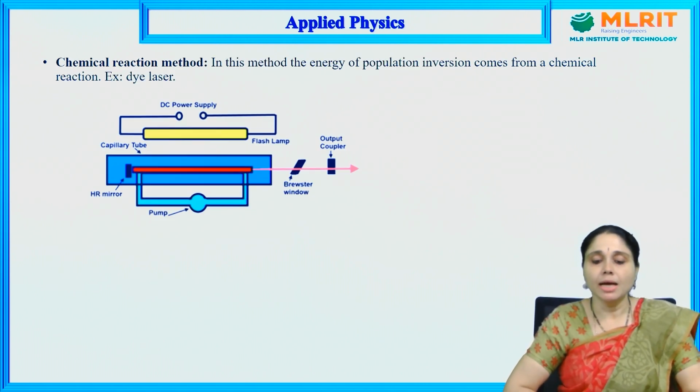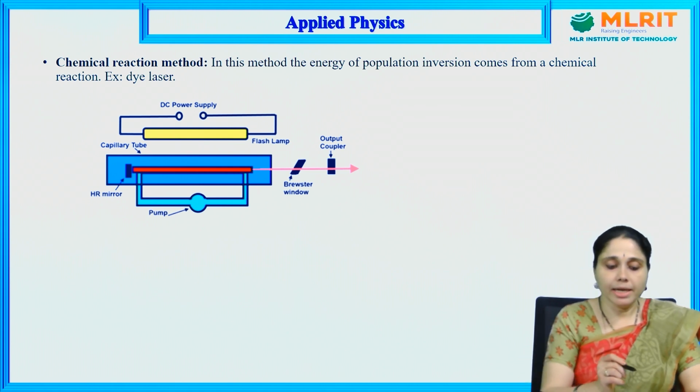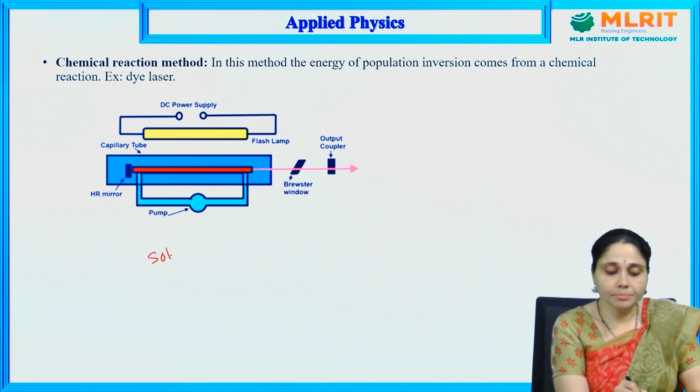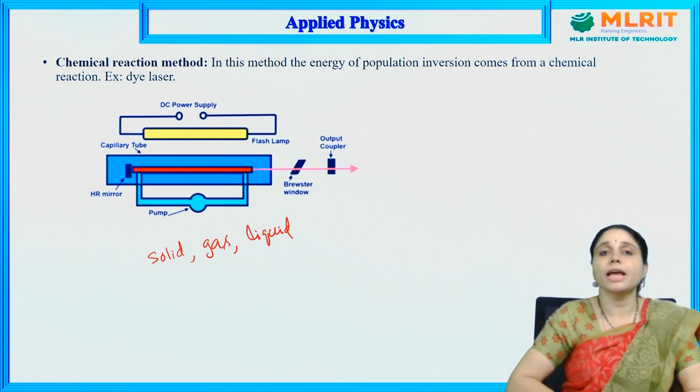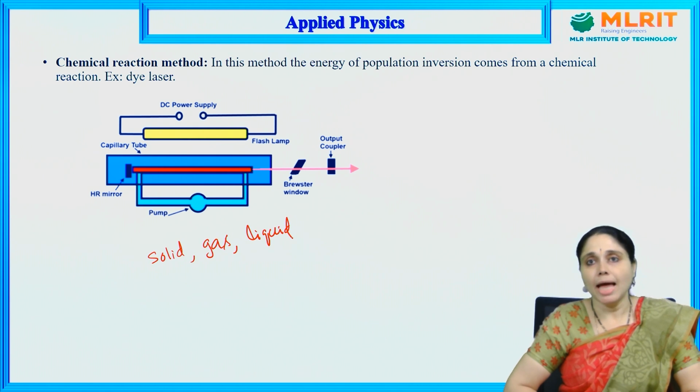Now, the chemical reaction method. In this method, the energy for population inversion comes from a chemical reaction. For example, the dye laser. These dye lasers use a liquid medium. We have already seen the solid laser, then the gas laser, and now this is a liquid laser. So the laser can be produced through gas as well as liquid.